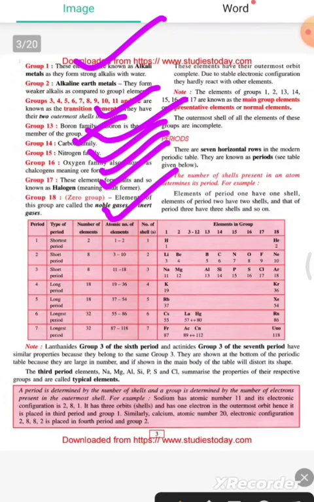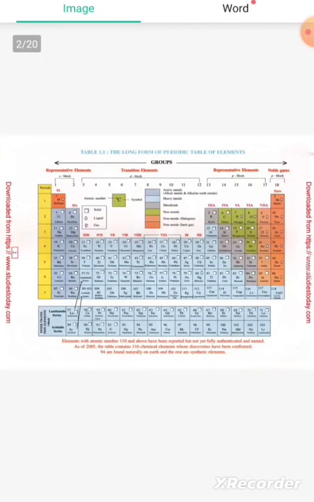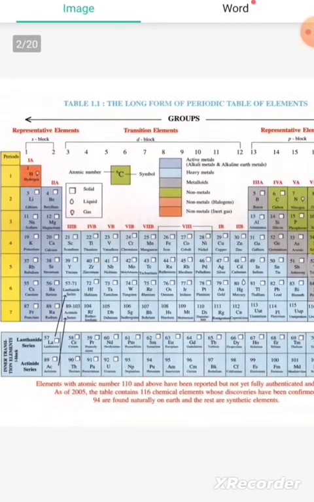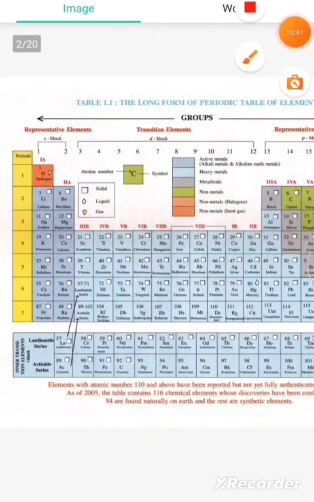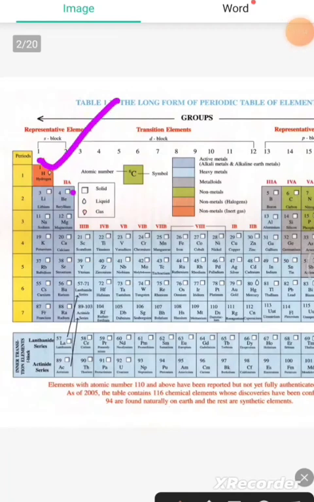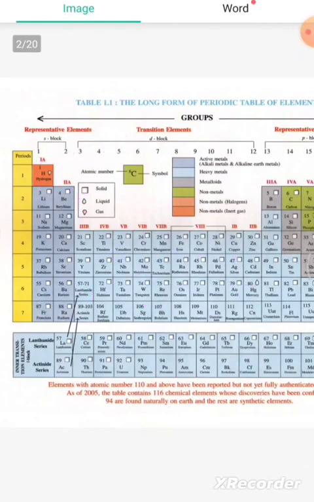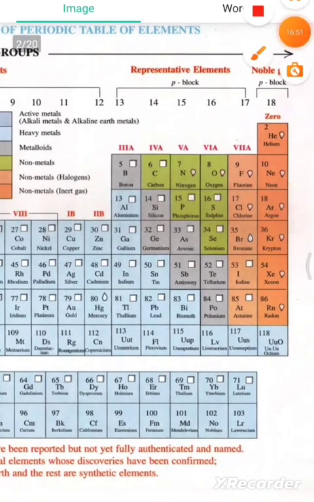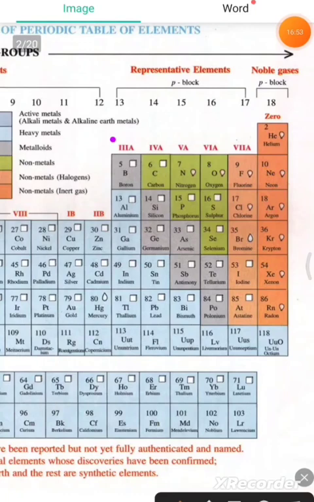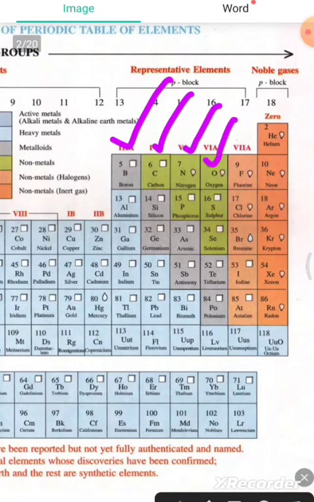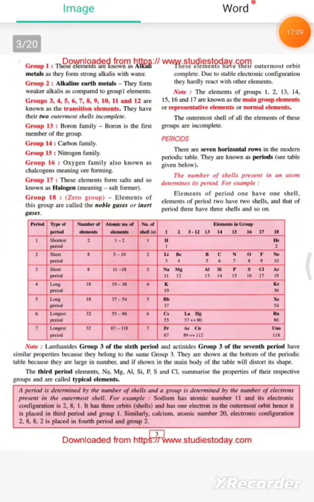Let me show you in the periodic table so that you can remember easily. The first one I have shown you is your alkali metals, next alkaline earth metals, and these are your transition elements. Next is the boron family, that is 3A, 4A carbon family, 5A nitrogen family, 6A oxygen family, 7A halogens, and 8 your noble gases or inert gases. Next let us see what is given.